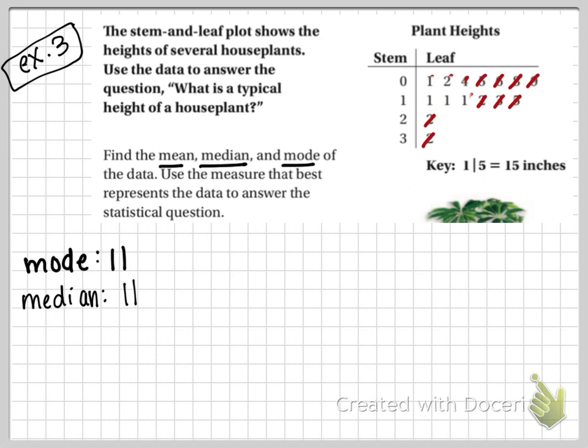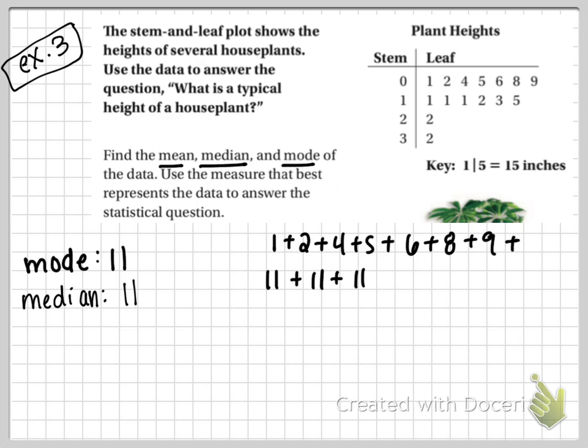And then to find the mean, we are going to need to do our addition. So we have to use what we know about stem and leaf plots. We're going to add all these together. 1 plus 2 plus 4 plus 5 plus 6 plus 8 plus 9. And then we need to remember the stems on the second part, right? Plus 11 plus 11 plus 12 plus 15, our new stem, plus 22 plus 32 plus 62.